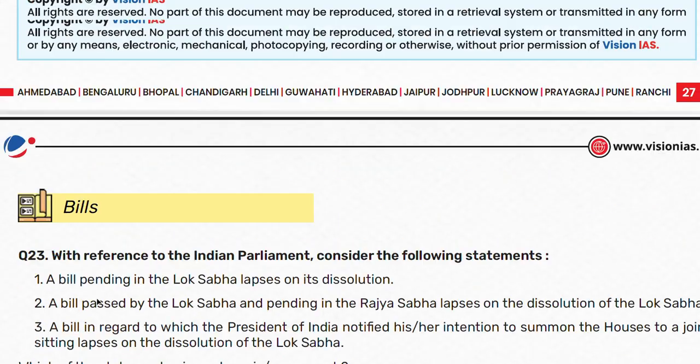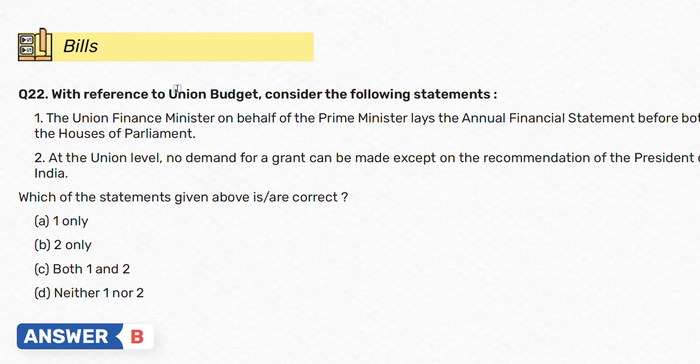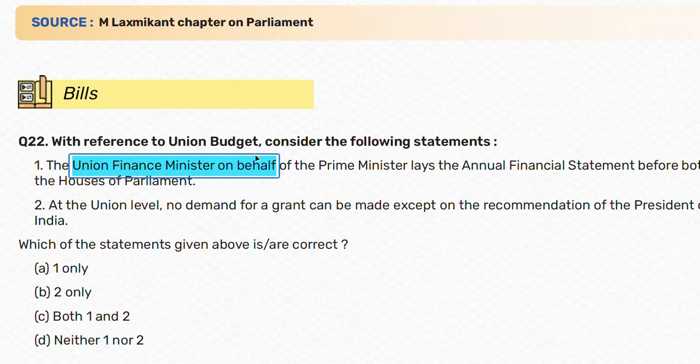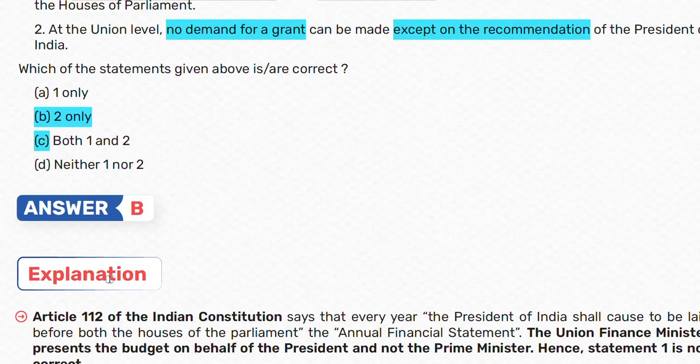Yes. Now let us see question number 22. With reference to the Union Budget, consider the following statements. The Union Finance Minister, on behalf of the Prime Minister, lays down the annual financial statement. No, not on behalf of the Prime Minister, but on behalf of the President of India. So this is incorrect. No demand for grant can be made except on the recommendation of the President. Yes, this is correct. So B will be the correct answer. However, if you see the UPSC answer key, they have given a different answer, but we will consider B because B is the correct answer.